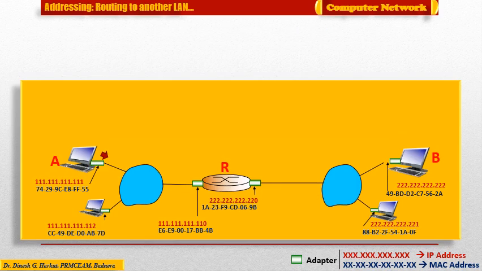Now we will try to simulate how one host in one subnet sends an IP datagram to another host belonging to another subnet. Here, host A wants to send a packet to host B through router R, and host A as well as host B belong to different subnets. And these are the MAC addresses associated with each of the adapters connected to each individual host and the router.